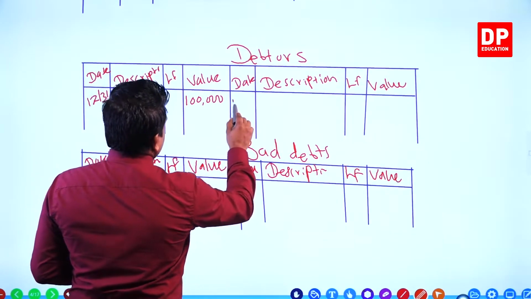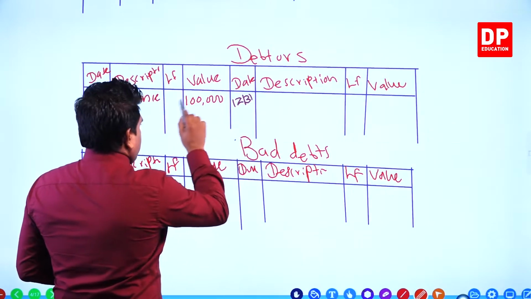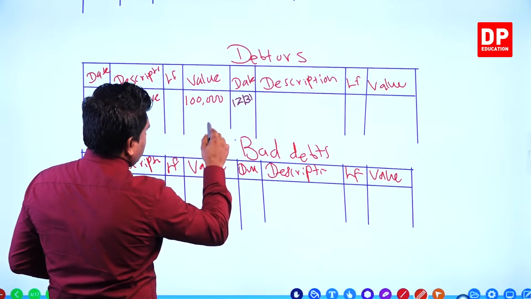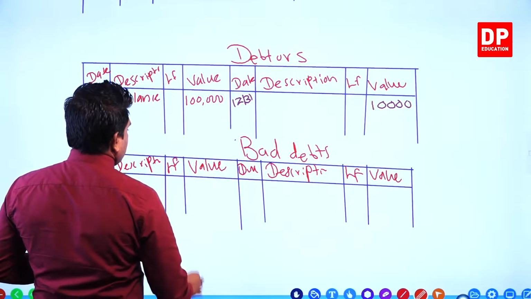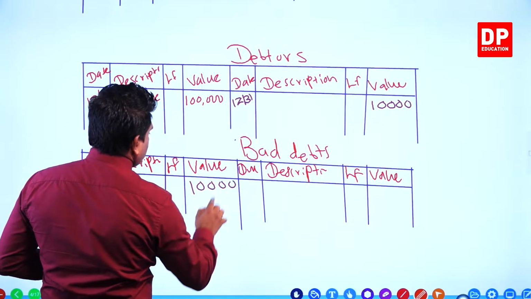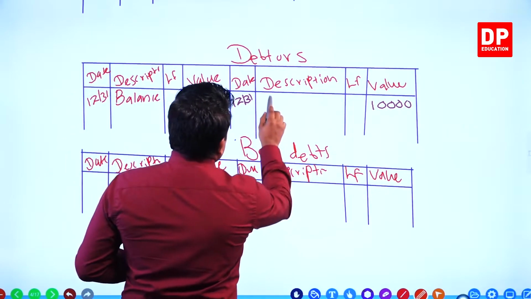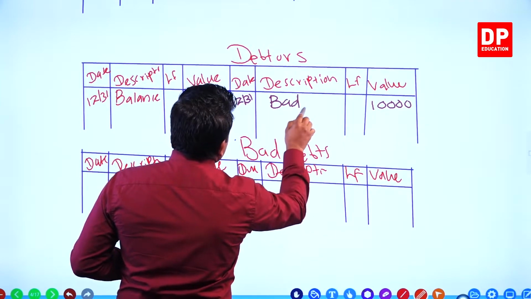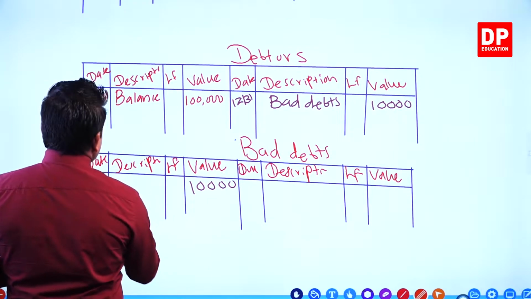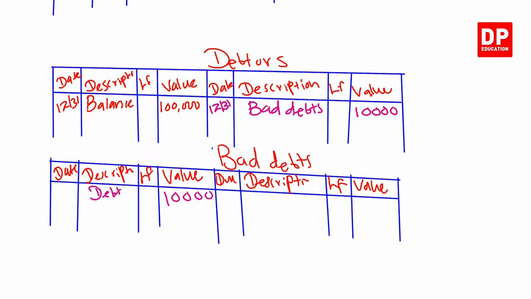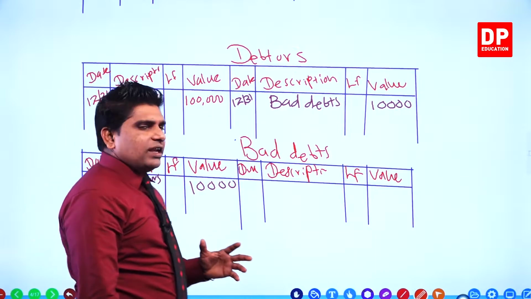Same date, you remove 10% out of this as bad debts. Then 10% means 10,000. Then debtors account credit, bad debts account debit. In the debtors account you write as bad debts. In the bad debts account you write as debtors. Right? 12/31st.